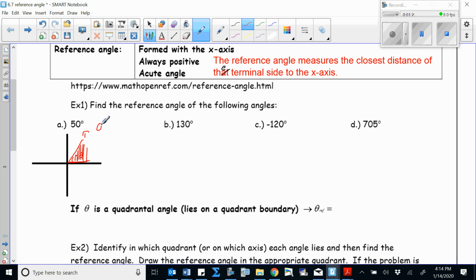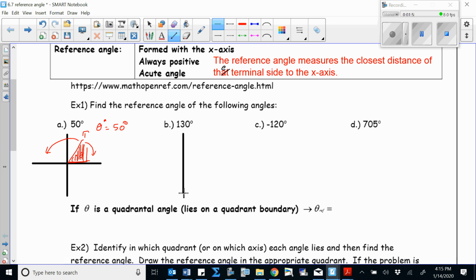So I'm going to call the reference angle theta prime. So theta prime is equal to 50 degrees, the same as my original angle. The distance between this line and the x-axis could be either this distance or this distance, but I'm going to take the smallest one, the closest one to the x-axis. So this will be my reference angle actually.